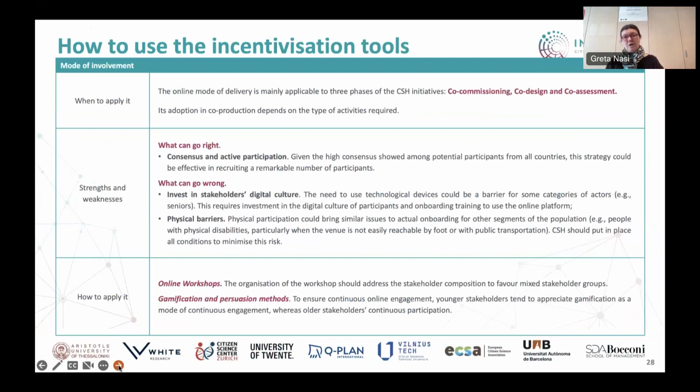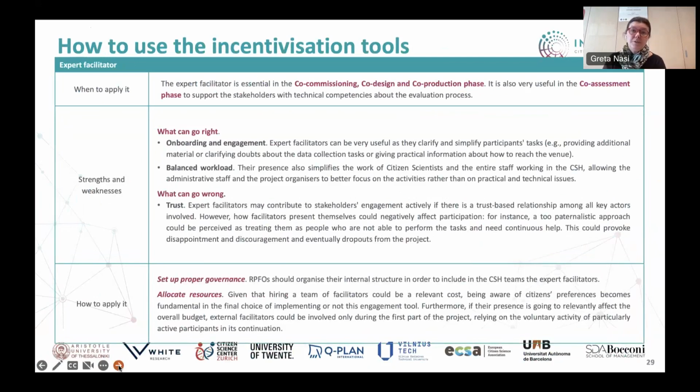The strength of using online modes of interaction is that you can get greater participation, but also people may not have the right digital culture, or there could be physical barriers to participate. Online workshops work, but also you need to keep people engaged, because especially if they're long, they may eventually lose their attention. And so using gamification strategies and attention checks may help in keeping them attracted to the workshops across the whole time.